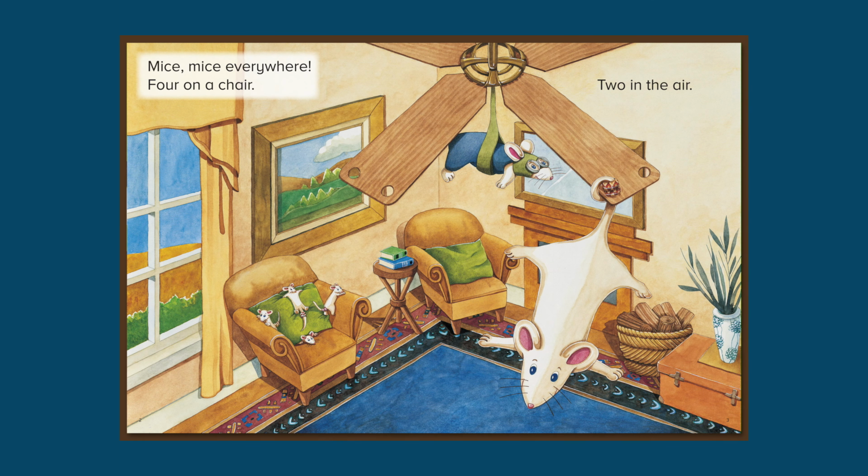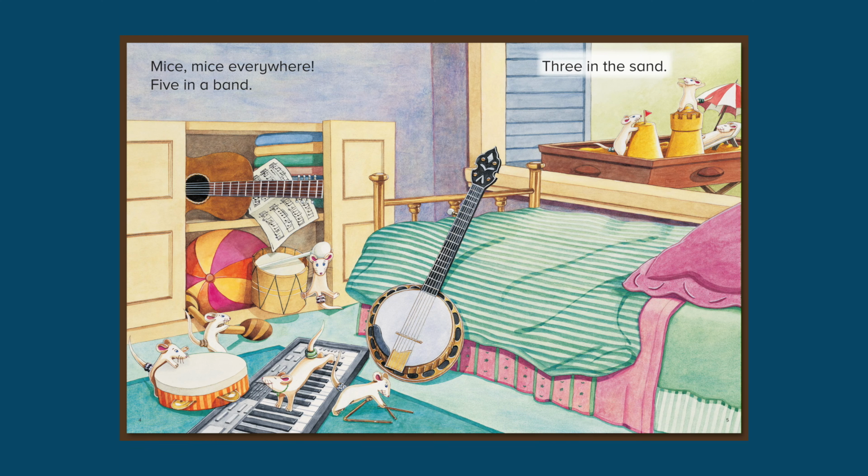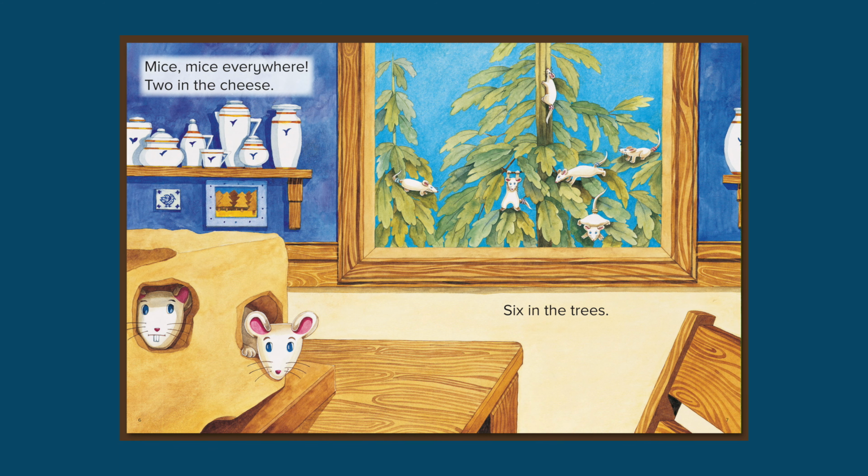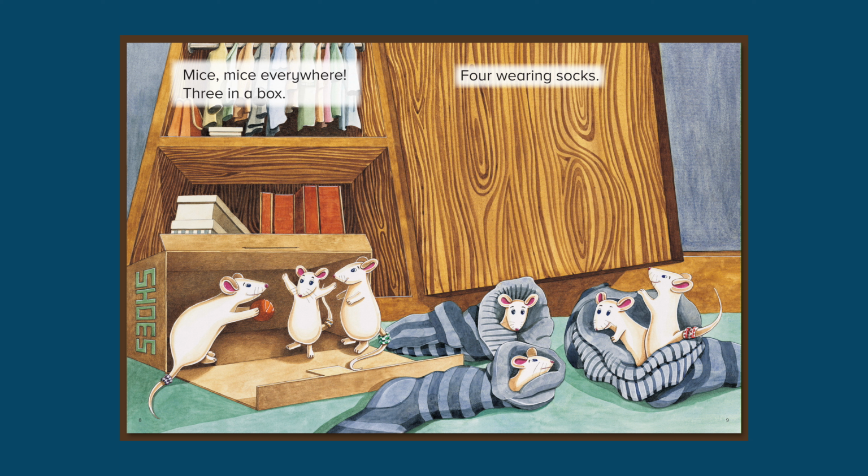Mice everywhere. 4 on a chair, 2 in the air. Can you see the 4 sitting on the chair? And there's 2 in the air on the fan. Mice everywhere. 5 in a band, 3 in the sand. So 5 and 3. Mice everywhere. 2 in the cheese, 6 in the trees. One more spread. Mice everywhere. 3 in a box, 4 wearing socks.